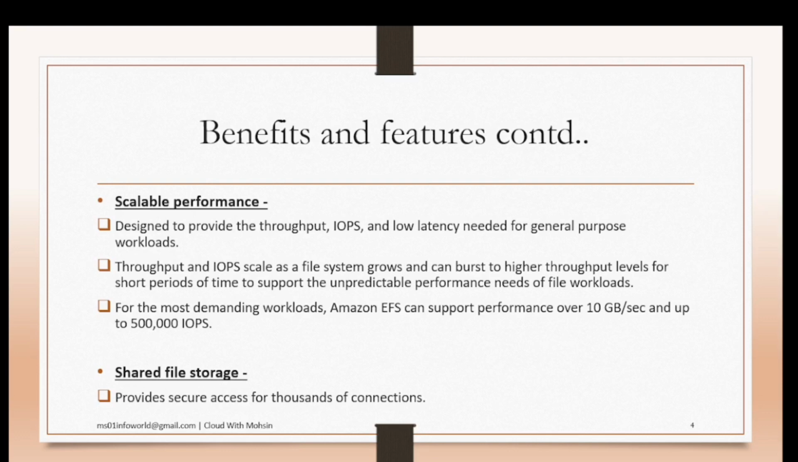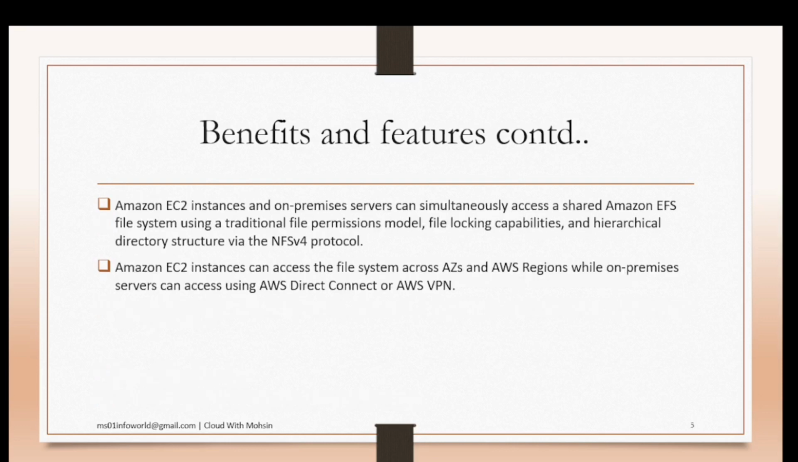Then, as we already saw, it is shared file storage that provides shared, secure access to thousands of connections. An Amazon EC2 instance can access the file system across availability zones and AWS regions, while an on-premises server can access it using AWS Direct Connect or AWS VPN. So when it comes to on-premises, we have to use AWS Direct Connect, which is another service, or AWS VPN.